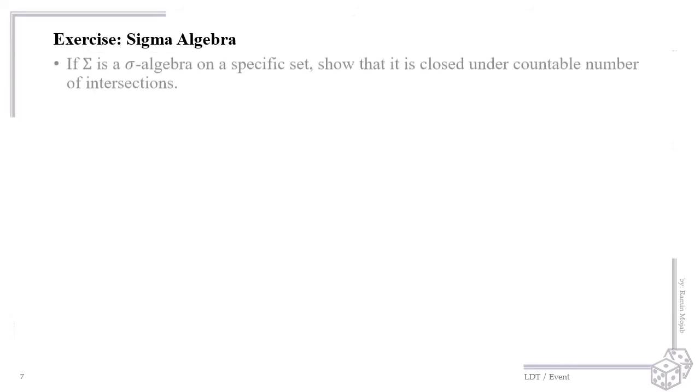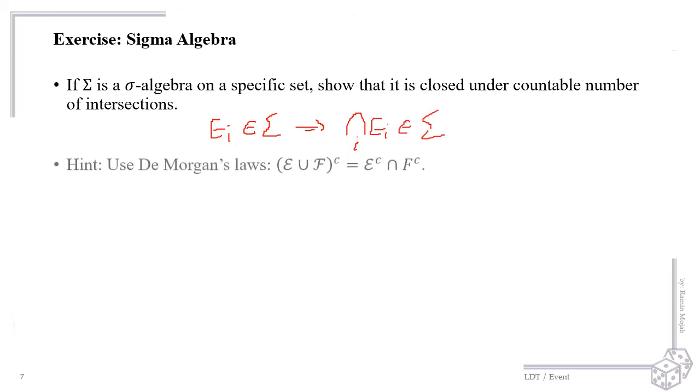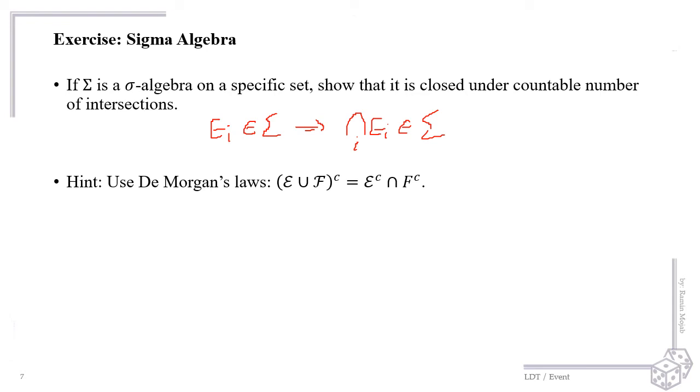In this regard, I have an exercise for you. I want you to show that a sigma algebra is closed under countable number of intersections. The last axiom was closed under countable number of unions. Here, if Ei is a member of sigma, I want you to show that their intersection is also a member of sigma. You can use one of De Morgan's laws, this one.